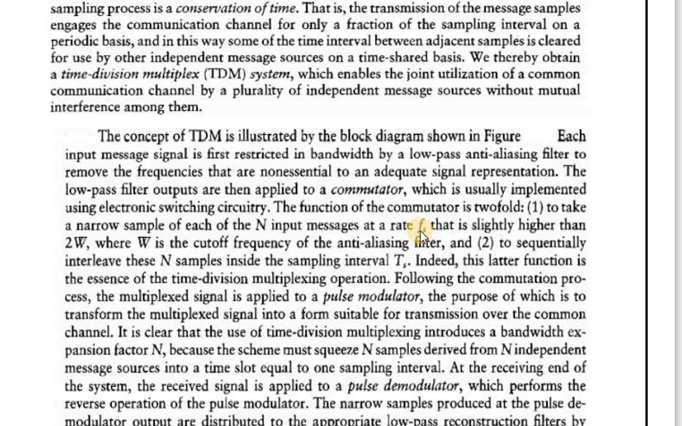What will it be doing? It will be taking the narrow samples, and what should the rate be? fs should be greater than 2W. That is the first function of your commutator.